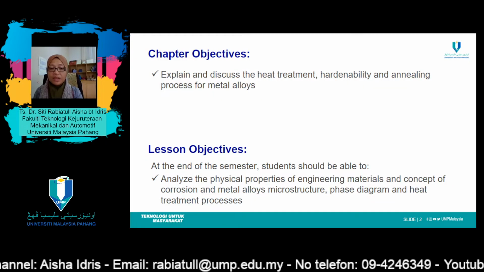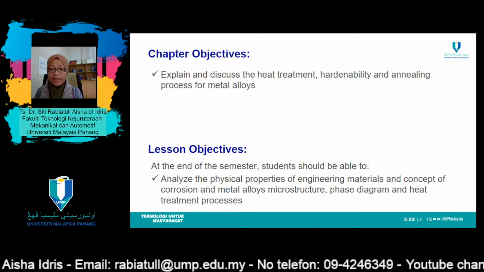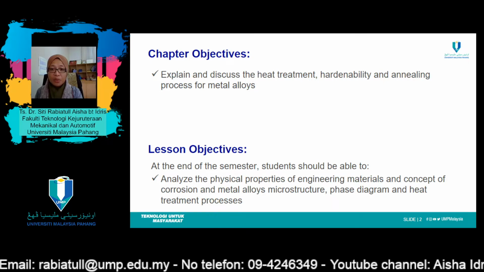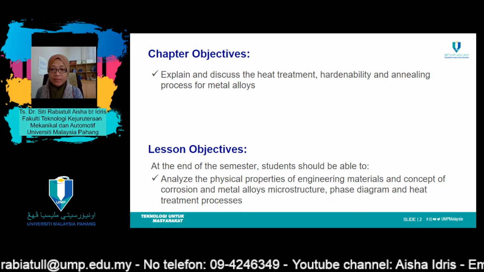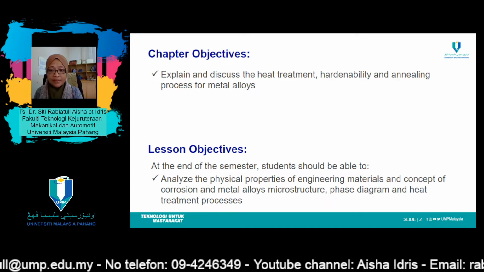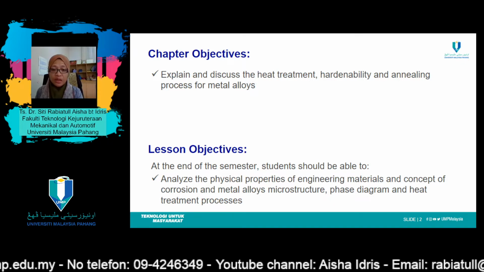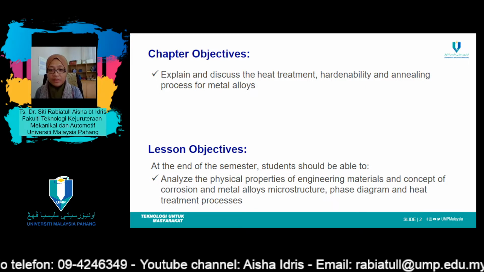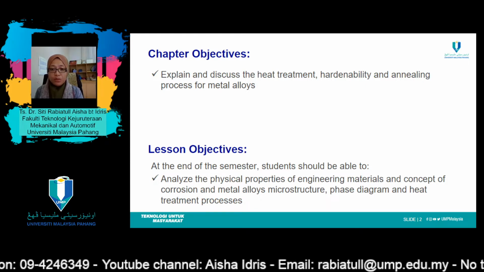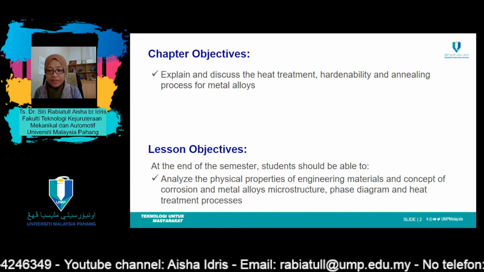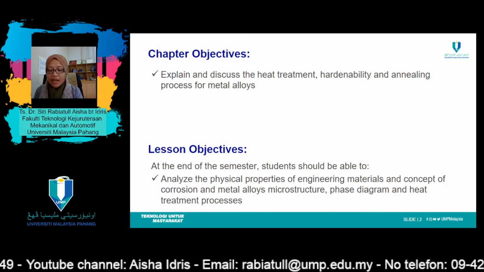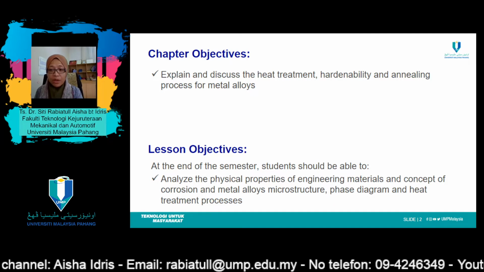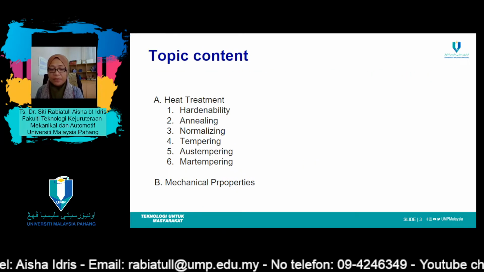For the chapter objectives, students should be able to explain and discuss the heat treatment, hardenability, and annealing process for metal alloys, as well as other types of material processing, which we are going to look at afterwards. Meanwhile, for lesson objectives, at the end of the semester, students should be able to analyze the physical properties of engineering materials and the concept of corrosion and metal alloys microstructure, phase diagram, and heat treatment processes.